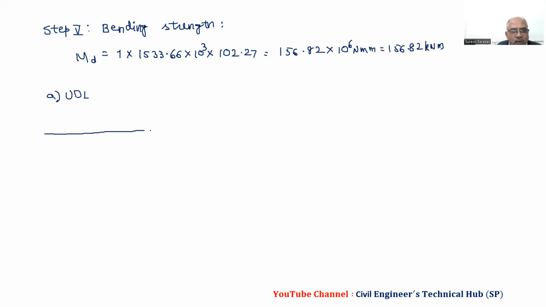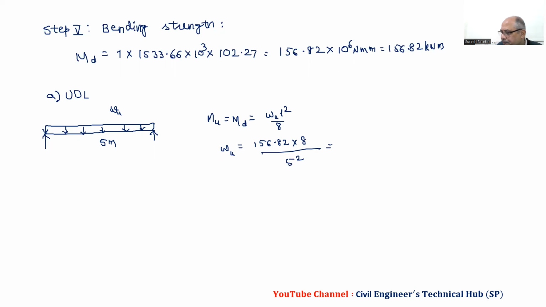Now the first part, UDL we have to find. We will just find the value of WU, not mentioning excluding or including anything. We will not subtract self weight; we will keep it as it is. So we have WU, span is 5 meter. MU is equal to MD, WUL square by 8. From this we will get WU is equal to 156.82 into 8 divided by 5 square, and this value is 50.18 kilonewton per meter, including self weight.